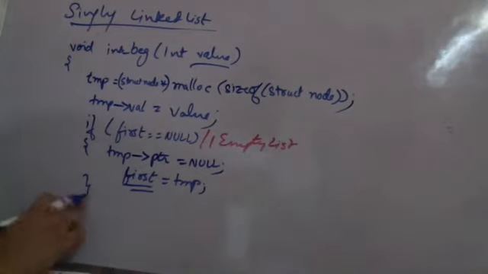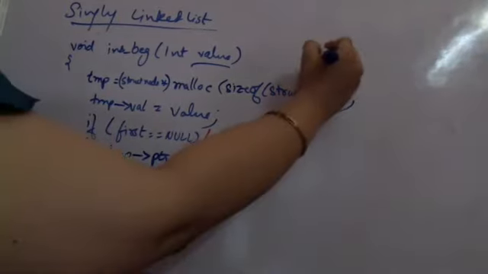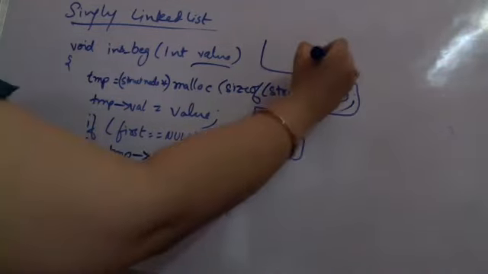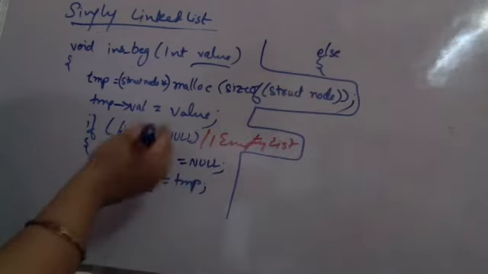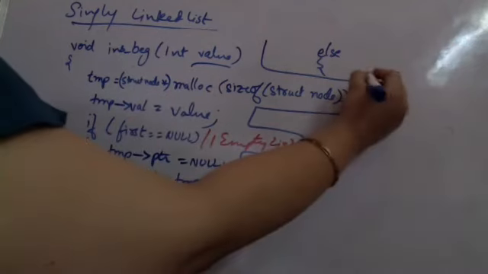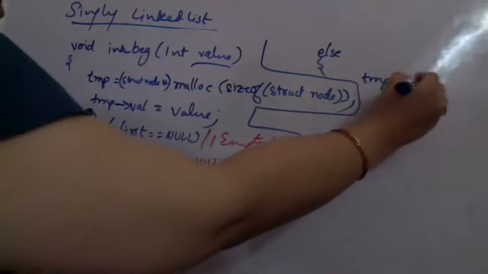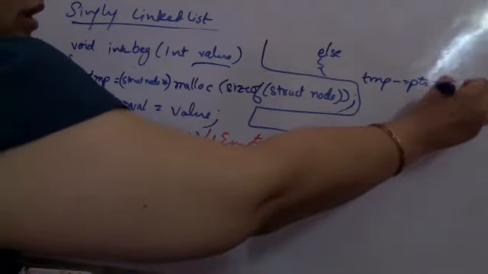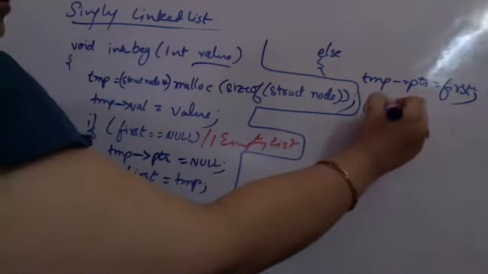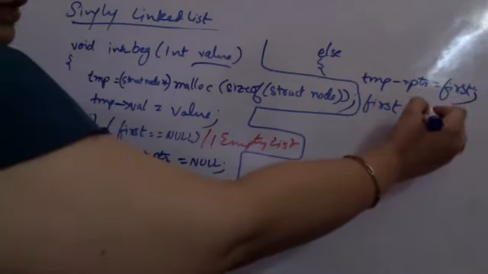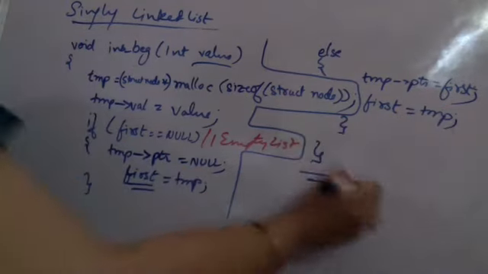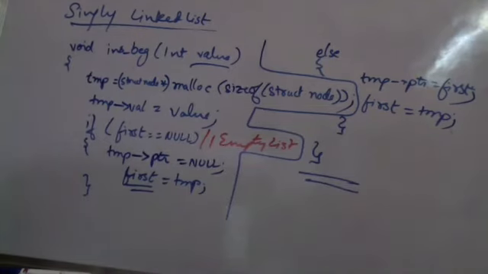Now if it was not that, else what should be done? I will point it to the first, whatever the first element is. So I'm saying temp PTR is equal to first, and once again first is equal to the new node I have created, temp. So this is how insertion at the beginning of the linked list will take place. Is it clear to all?